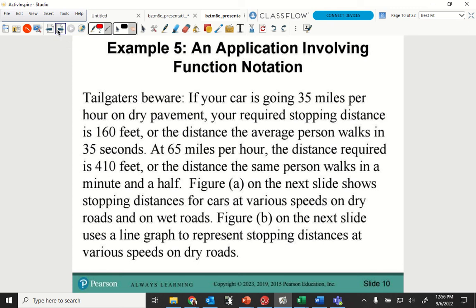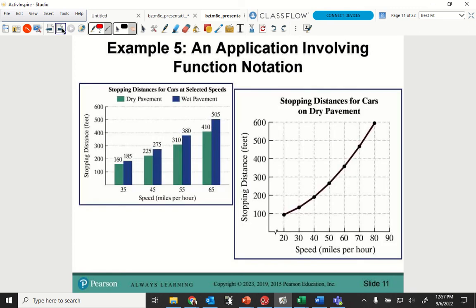So if your car is going 35 miles per hour on dry pavement, your required stopping distance is 160 feet, or the distance the average person walks in 35 seconds. At 65 miles per hour, the distance required is 410 feet, or the distance the same person walks in a minute and a half. Figure A, next slide, shows stopping distance for cars at various speeds on dry roads and wet roads. Figure B on the next slide uses a line graph to represent stopping distance at various speeds on dry roads. This is what we're talking about.